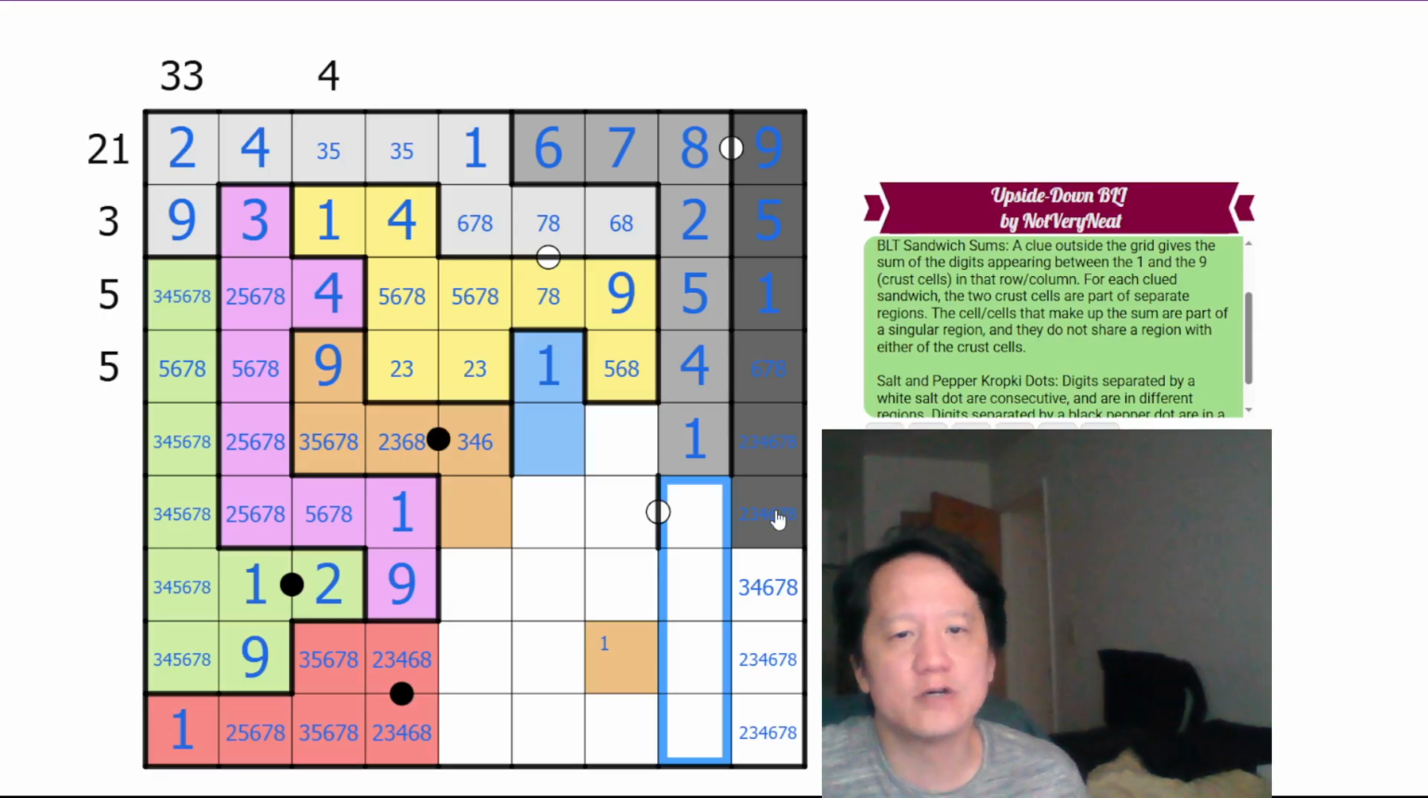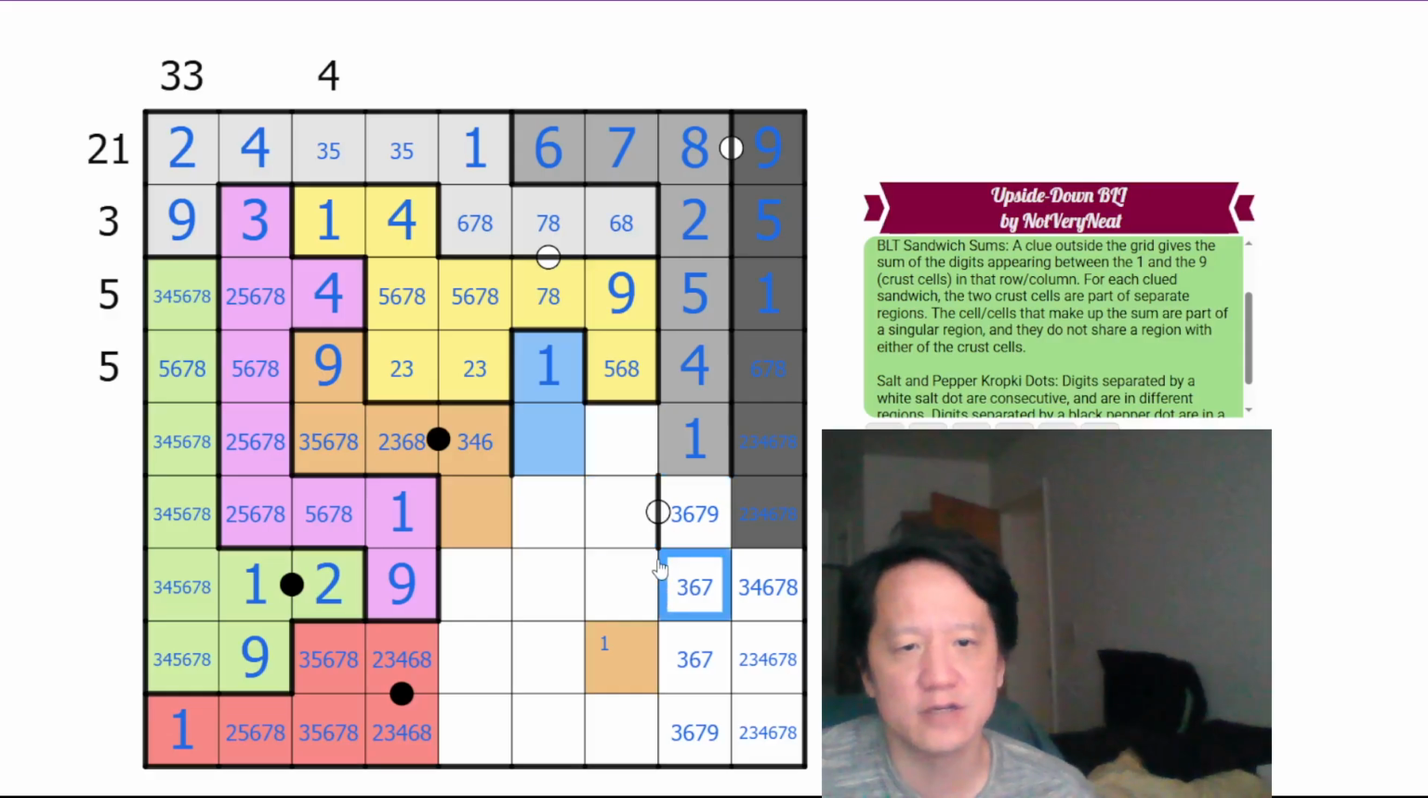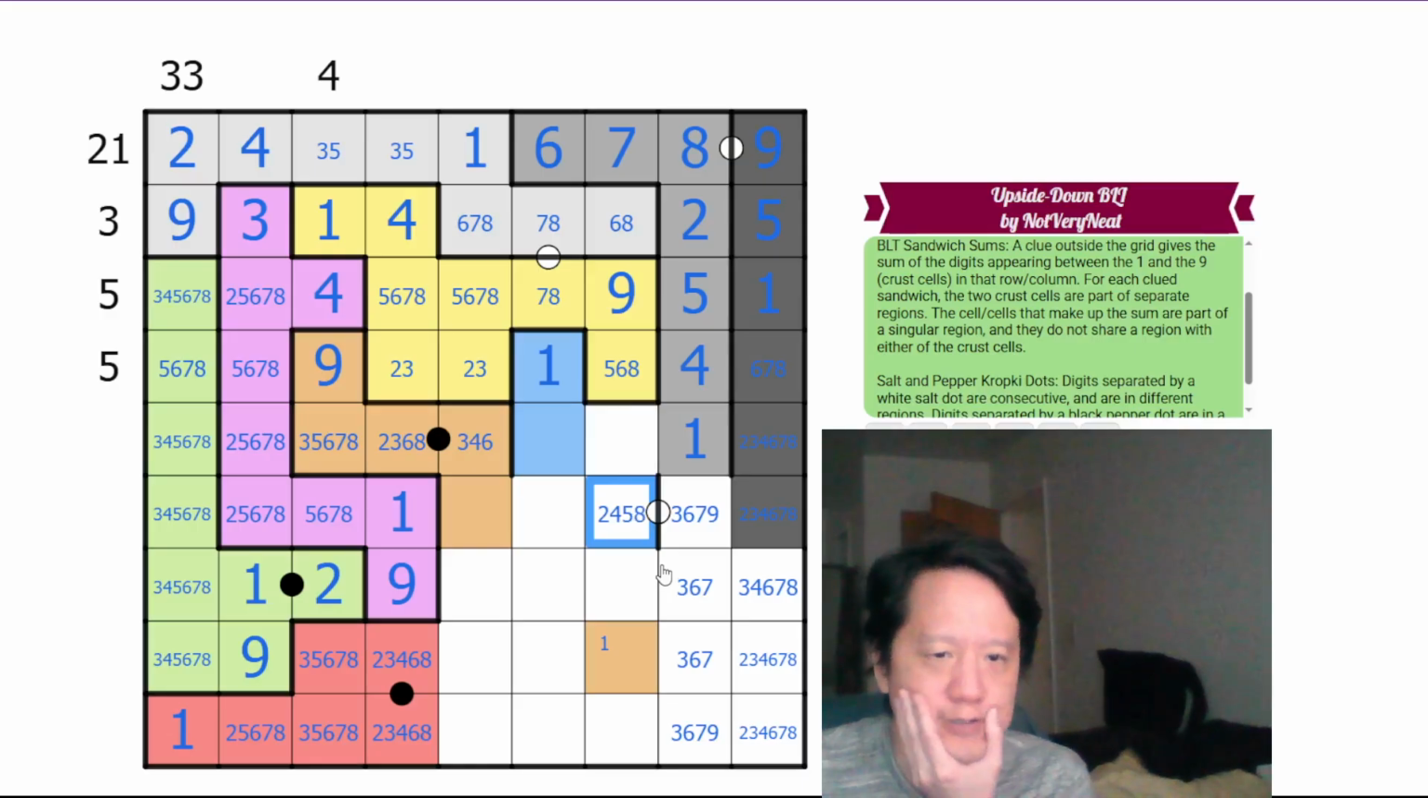Column 8 are 3, 6, 7, and 9. No 9 in either of those spots. These digits have to be consecutive. So 3 can be with 2 or 4, 6 can be with 5 or 7, but 7 can't be here because of 7 in the column, and 9 can only be with 8.